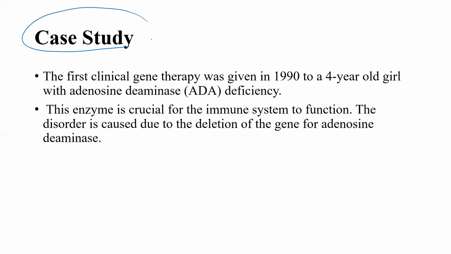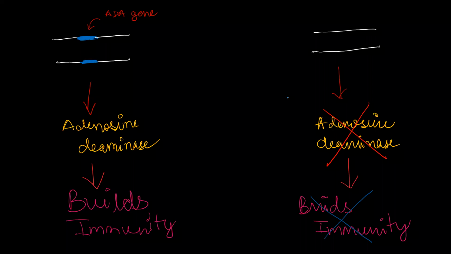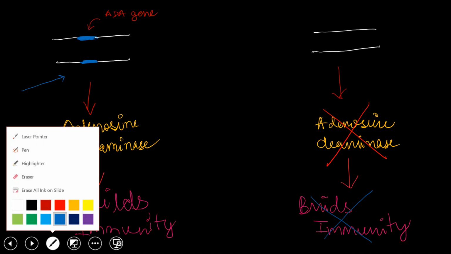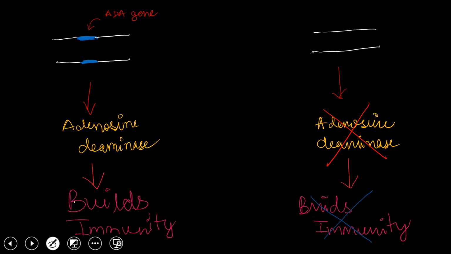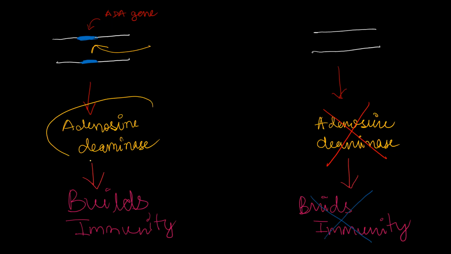Let's look into the case study now. The first clinical gene therapy was given in 1990 to a 4-year-old girl with adenosine deaminase deficiency. Let's look into this ADA deficiency. Here, this blue color gene that you can see is the ADA gene. This will produce adenosine deaminase.